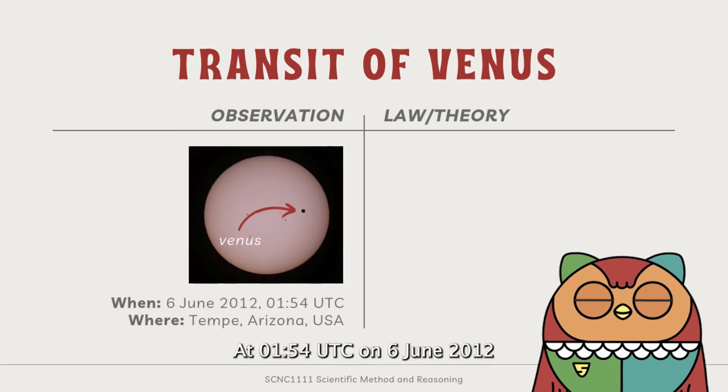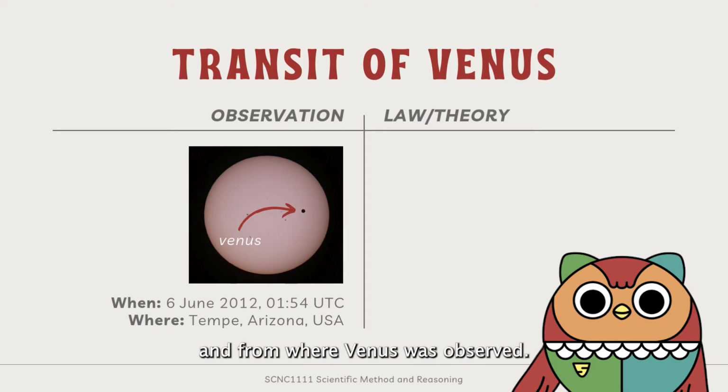At 1:54 UTC on 6th June 2012, Venus appeared at this certain position transiting the Sun when viewed from Tempe, Arizona in the United States. I can see how the observation includes many details, such as when and from where Venus was observed.